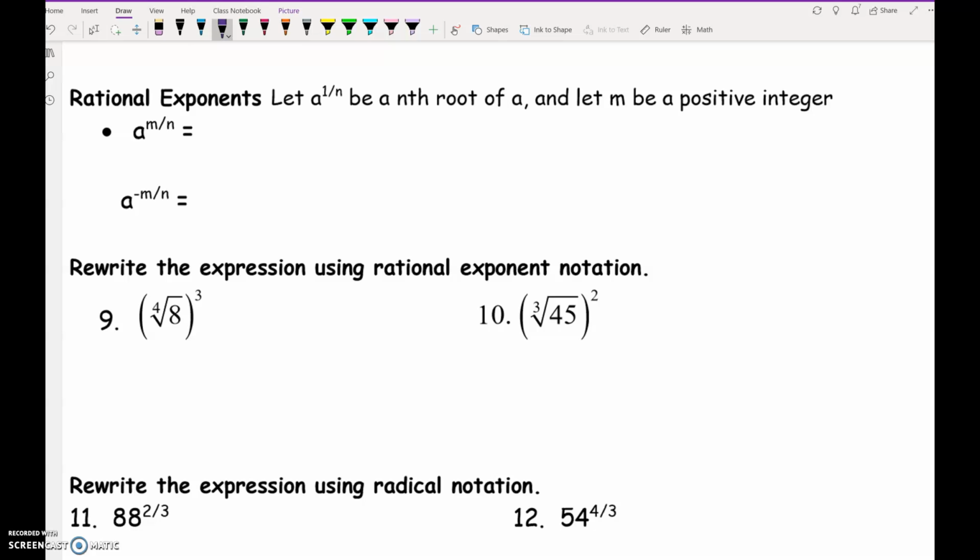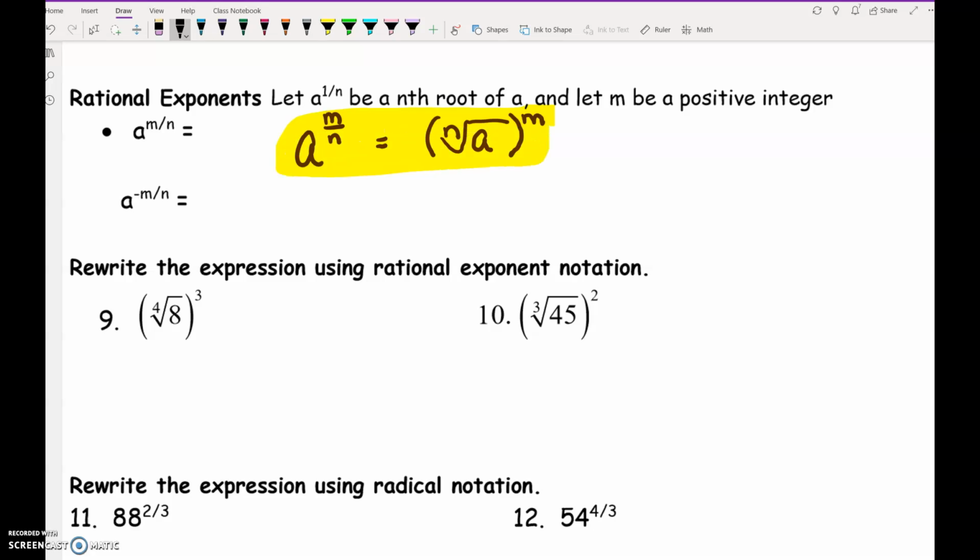Okay, on the next page, we're going to kind of shake it up a little bit. So we know how to go from radical notation to rational exponent notation. Let's take this a step further. If we have a raised to the m over n, we know that that bottom number is the index. So that's the nth root of a. But then what happens with the m? It doesn't exist. Put parentheses around it. The m becomes an exponent. It's the nth root of a raised to the m. We are going to use this rule a lot.